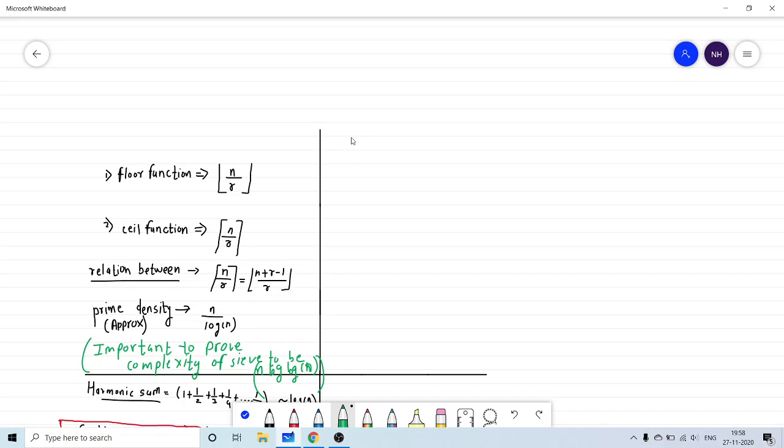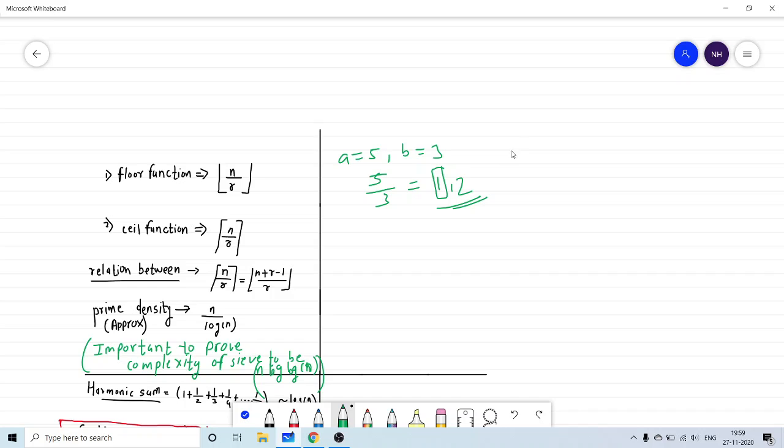Let's say we have two numbers, a is equal to 5 and b is equal to 3. What does the floor function give? When you do normal division, dividing 5 by 3, you get 1 as the quotient and 2 as the remainder, right? So this one is basically your floor function. That is what computers do in integer division. So integer division is the same as the floor function.